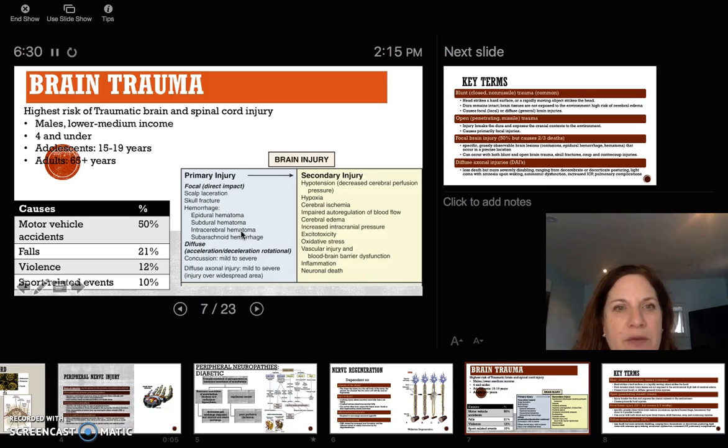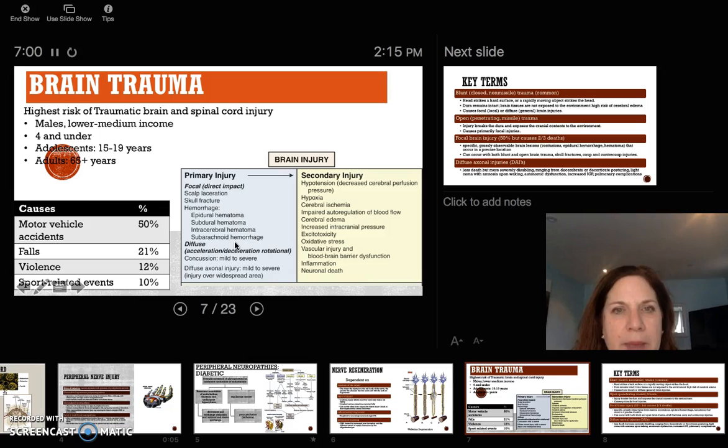If you remember from our previous lecture on membranes, we have the dura mater, which is the first membrane closest to the skull, then the arachnoid membrane, then the pia membrane. So epidural would be on top, subdural would be under that membrane, and intracerebral is inside of the tissue.